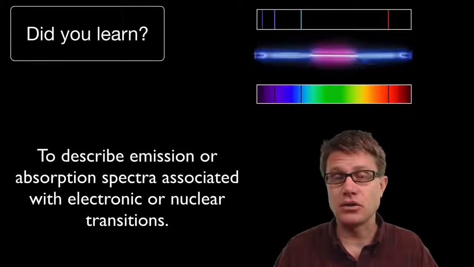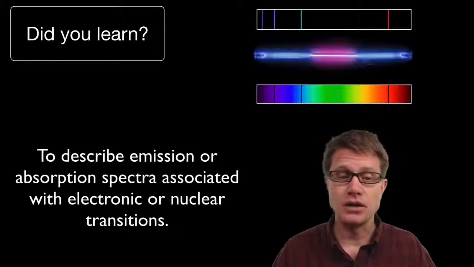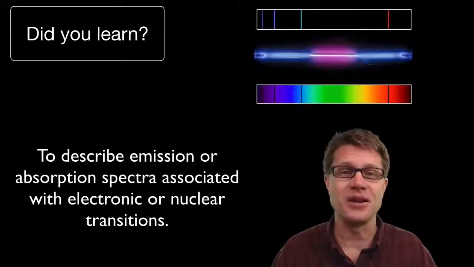And so did you learn to describe emission, again, that's what's given off, and absorption spectra, and associate that with electron or nuclear transitions? I hope so, and I hope that was helpful.